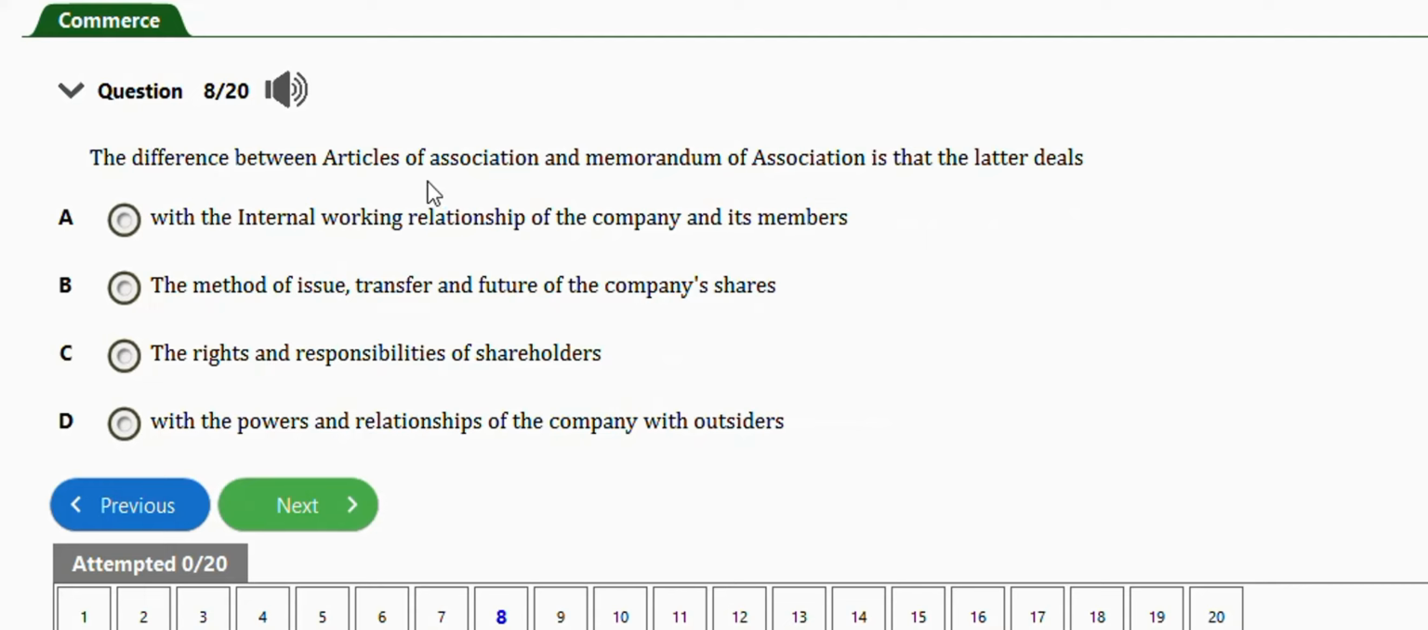Next question, this one. The difference between articles of association and memorandum of association is that the latter deals with the internal working relationship of the company and its members, the method of issue, transfer and features of the company shares, the rights and responsibilities of shareholders, or the powers and relationship of the company with outsiders. The right answer is option D. The latter deals with the powers and relationship of the company with outsiders.